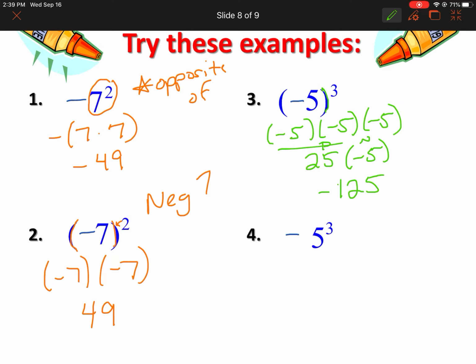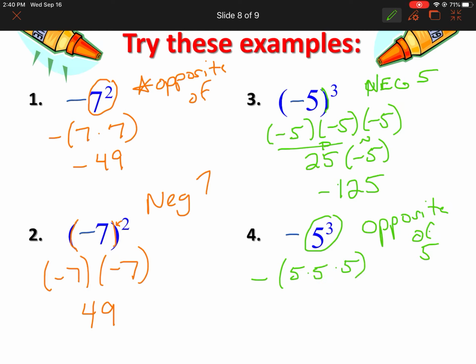Now, we're going to go on, and then I'm going to talk about this one again in just a moment. So this one now is super glued just to the 5, the base. So up on number 3, it was super glued to the parentheses, so it really was saying -5. This one is saying the opposite of 5, okay, to the third power. Now, that means I'm going to keep that negative outside the parentheses, and I'm going to go 5 times 5 is 25, times 5 is 125, and the opposite of that is negative.